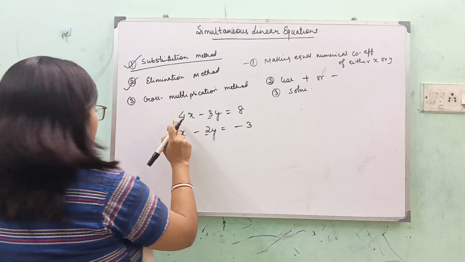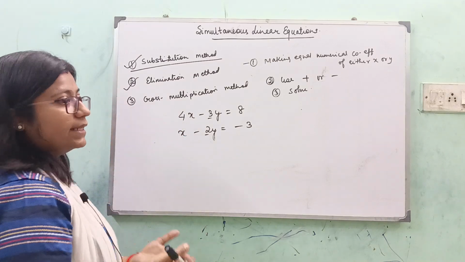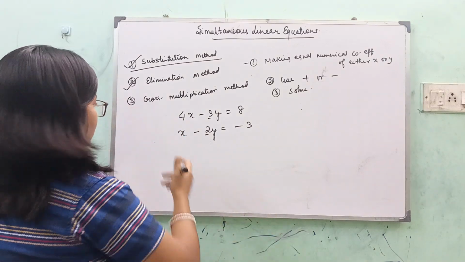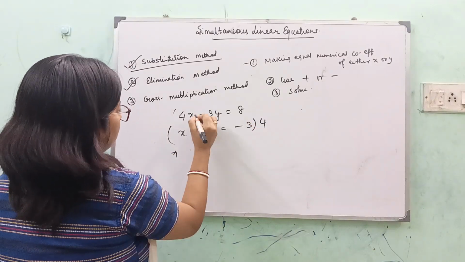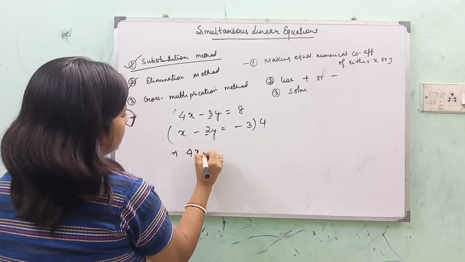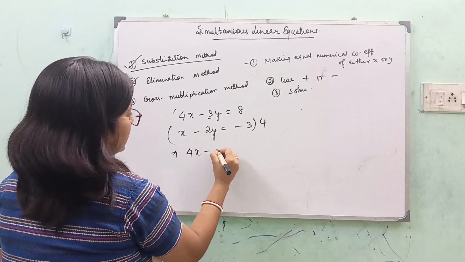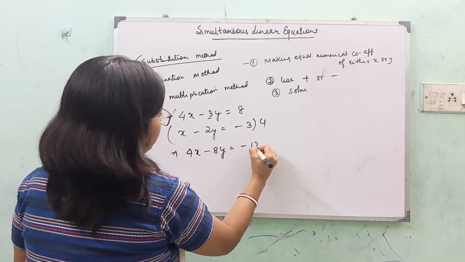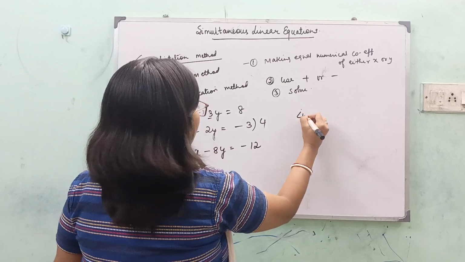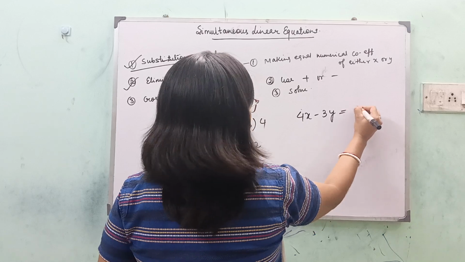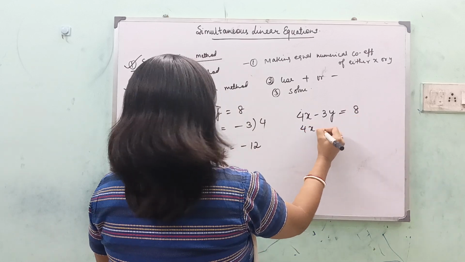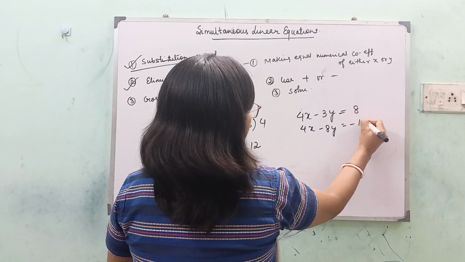Now for this, you can also think 4 and 1, LCM is 4. So when you multiply this with 4, this equation becomes 4x minus 8y equals to minus 12. So 4x minus 3y equals to 8, and this is 4x minus 8y equals to minus 12.